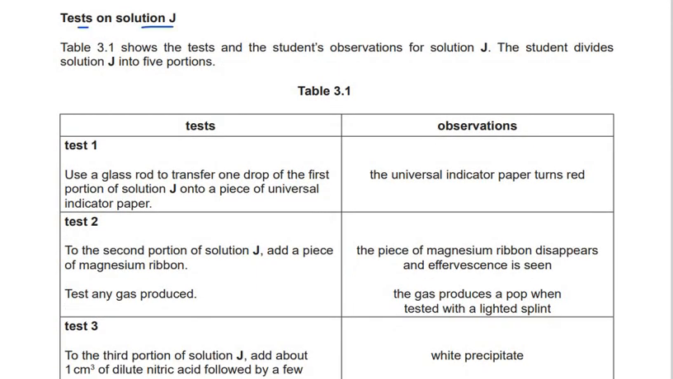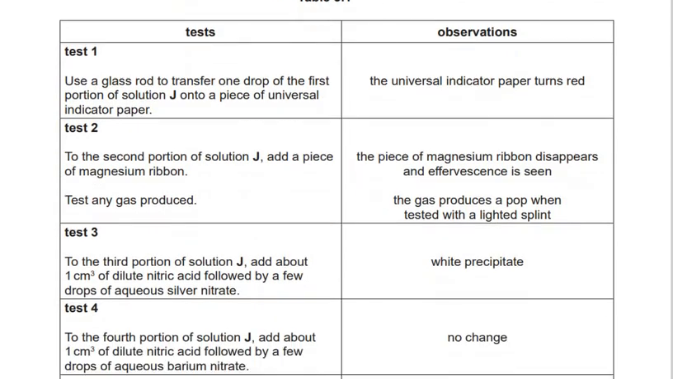Says test on solution J. Now the J is solution and it's divided into 5 portions, and the test and the observations are given. Use a glass rod to transfer 1 drop of the first portion of solution J onto a piece of universal indicator paper and it turns red. So obviously the substance is acidic because it turns red. Universal indicator paper shows the test for acid or base, and that too strong acid or strong base. So here we have got red, it is obviously some strong acid, so maybe a mineral acid.